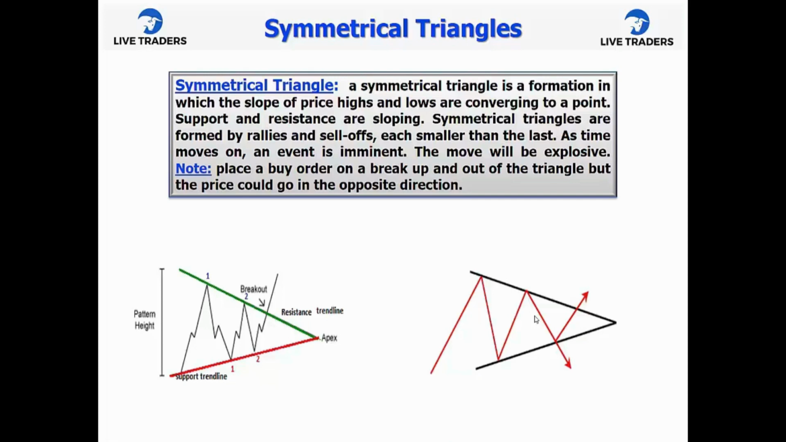Symmetrical triangles are formed by rallies and sell-offs, each smaller than the last. As time moves on, an event is imminent. The move will be explosive. So you need to place your buy order on a break up and out of the triangle, but the price could go in the opposite direction. So you can always look to short as well.